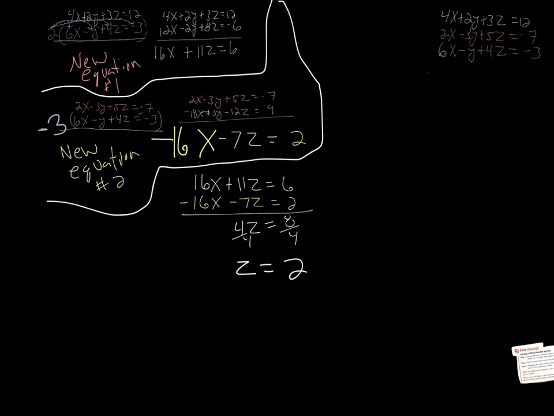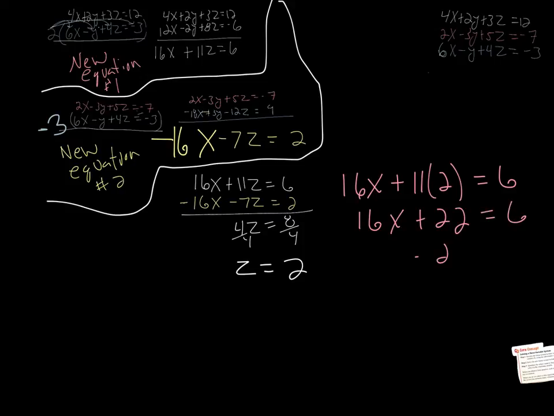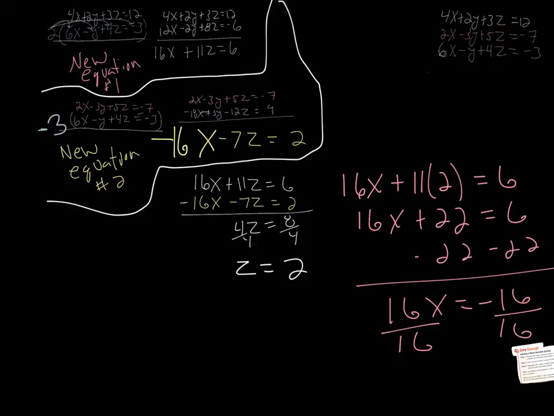So now that we got z equals 2, you can plug it back into either one of these equations, this one or this one. I'm just going to plug it into this one right here. So I have 16x plus 11 times the 2 equals 6, and you'll get 16x plus 22 equals 6. Subtract 22 from both sides, inverse operation. You'll get 16x equals negative 16. Inverse multiplication is division, so you divide by 16, and you should get x equals negative 1.